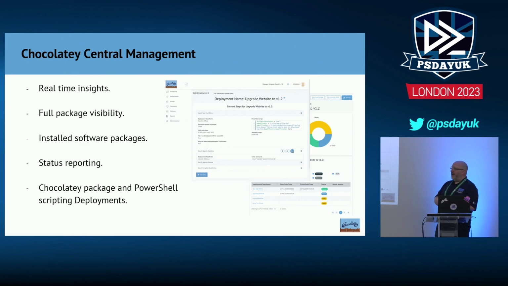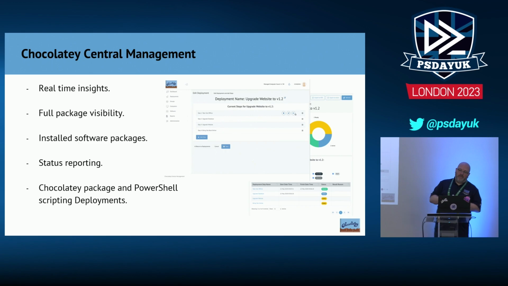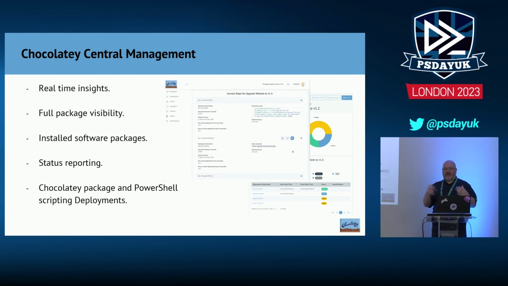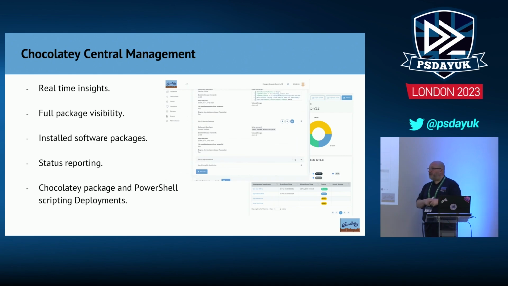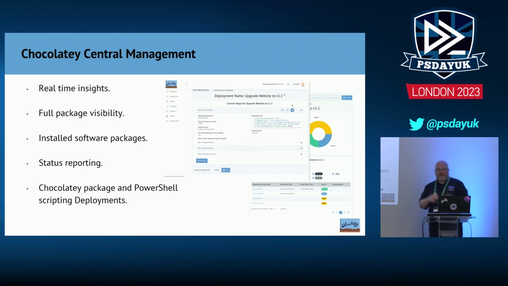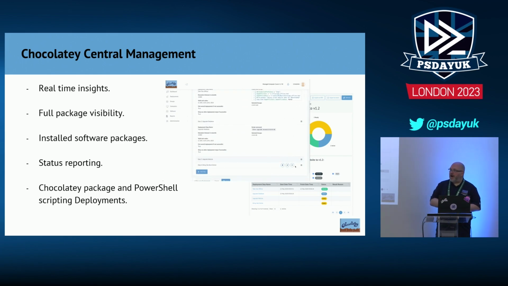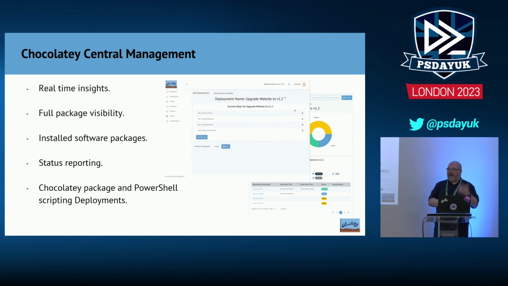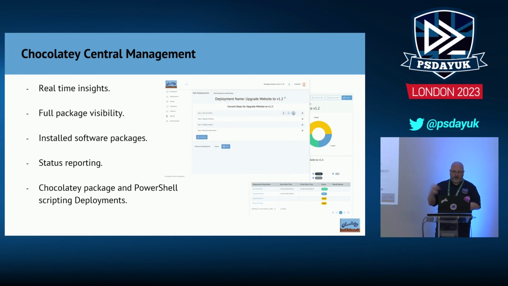And Chocolatey Central Management, one of our big products, one of the things that we ask a lot of organizations to try out to see if it meets their needs. And that allows you to have real-time insights into the software that's running on those endpoints, whether that's for licensing purposes. Let's say you pull out a report and you've got 100 versions of Adobe Acrobat installed, but you've only got licenses for 50. Then you know you're not licensed there for those additional products.